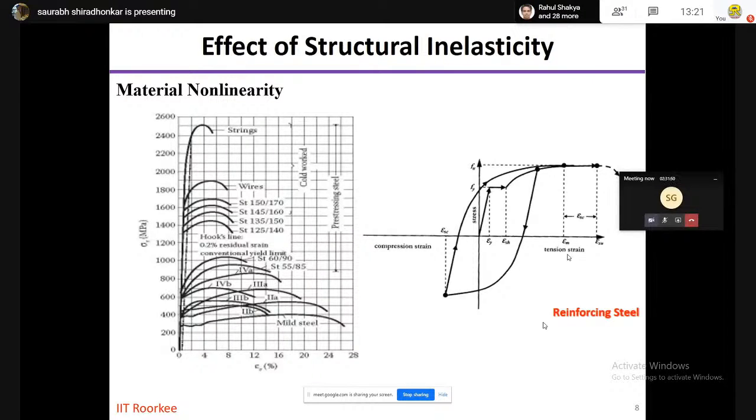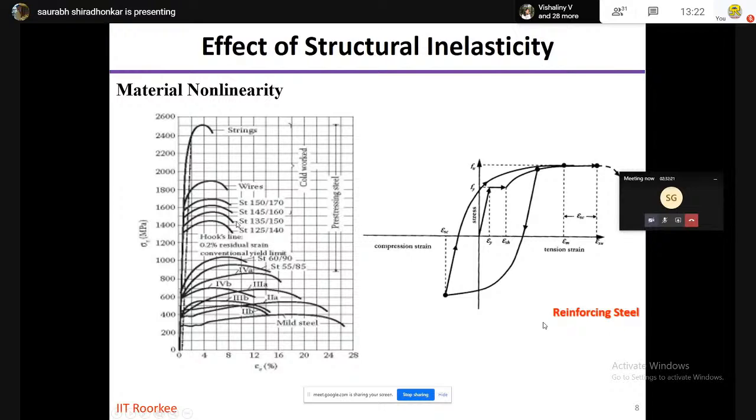So in reinforced concrete buildings, the materials which are used to construct a building are two, which are steel and concrete. So this is a stress strain curve of the steel on the left hand side, where you can see that for a mild steel, there is an increase in stress, and then there is a yield point, and then it goes into the inelastic range. Likewise, if you increase the strength of the steel, the strength increases. However, the ultimate point reduces.